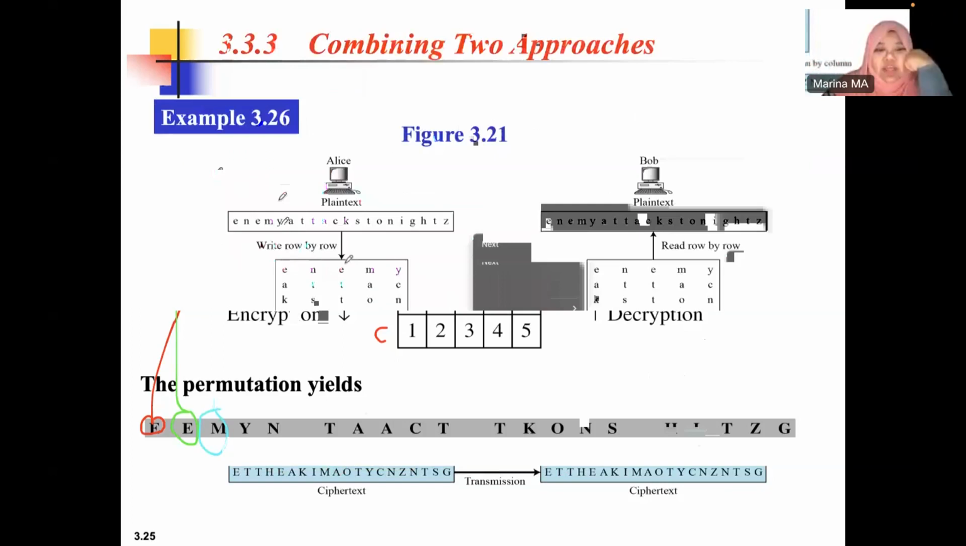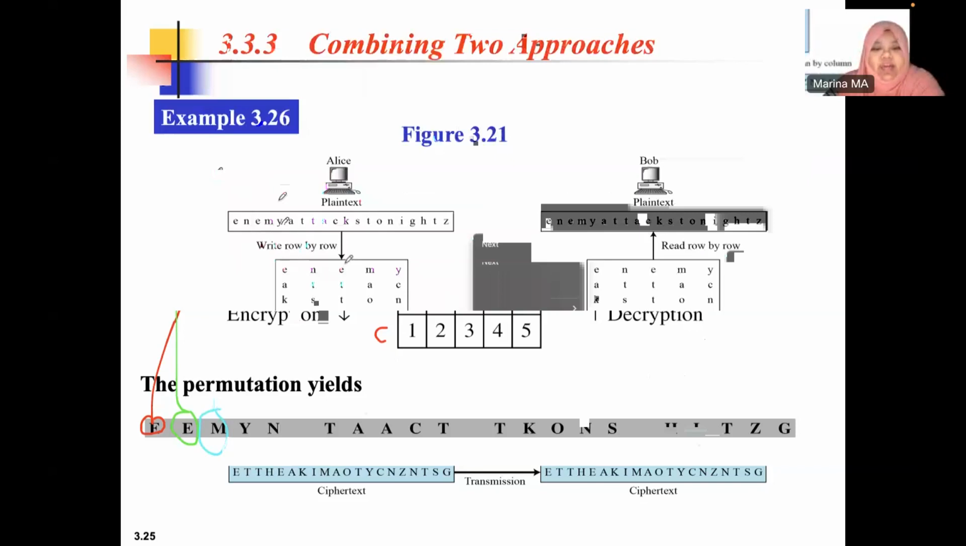So enemy, attack, tonight, you write 5 rows. Enemy earlier was up and down. This one is row by row. Yeah, different. Sorry, this is not rail fence. It's another keyless method. You just write row by row. So, enemy attack tonight. But then you will do your key transposition. You do column by column.